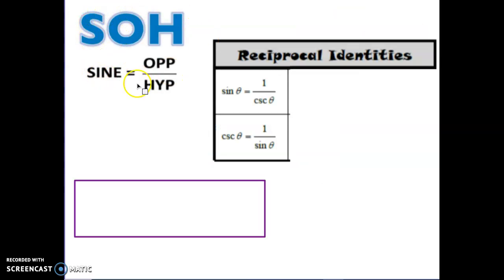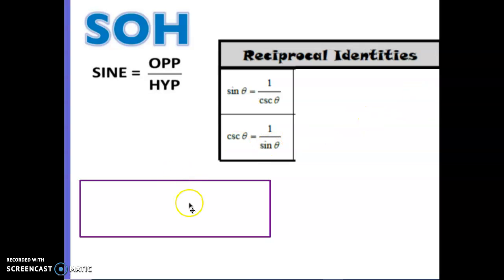Okay, so first, sine. We remember sine is opposite over hypotenuse, and we have this one, cosecant. Cosecant is the reciprocal of sine, and you remember from what you've done in the past, reciprocal just basically means flip the fraction upside down. So sine is 1 over cosecant, it's going to flip cosecant upside down, and cosecant is 1 over sine, it's going to flip sine upside down.